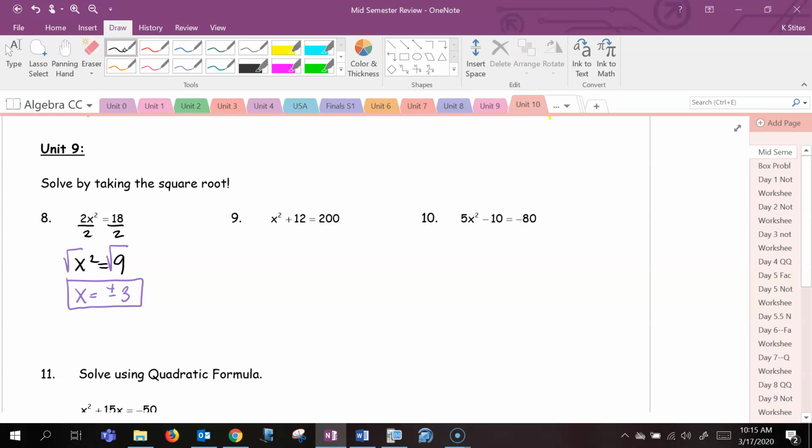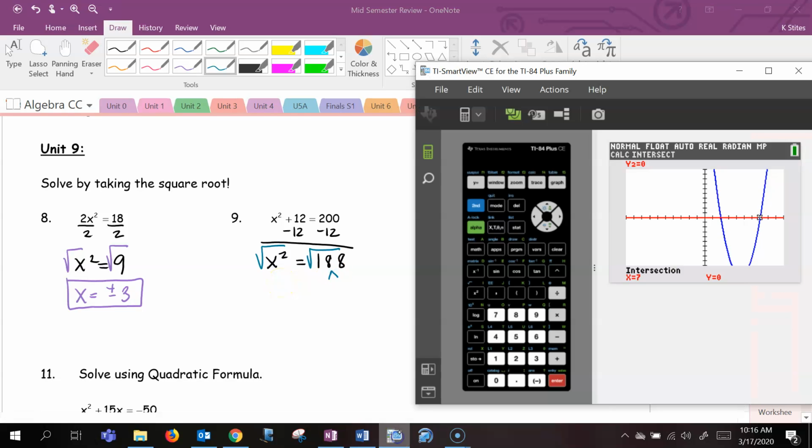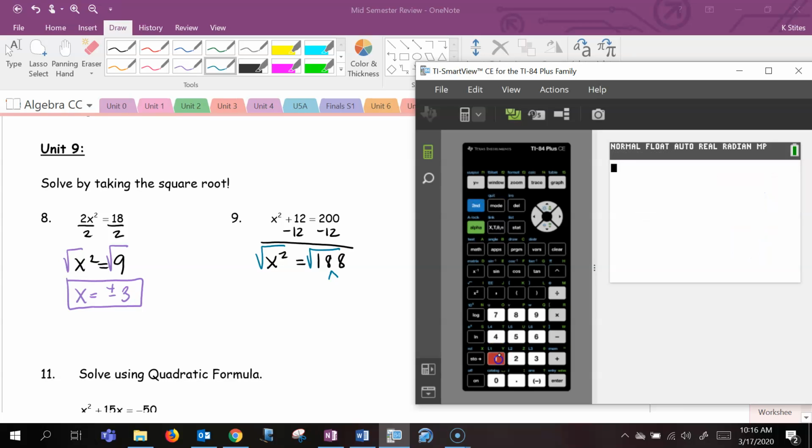All right, number 9, I don't have to divide by anything, but I do have to subtract my 12 first. 200 minus 12 is 188. And now I'll go ahead and square root. And 188, as far as I know, is not a perfect square. Remember, if you're not sure what multiplies to 188, start with division.